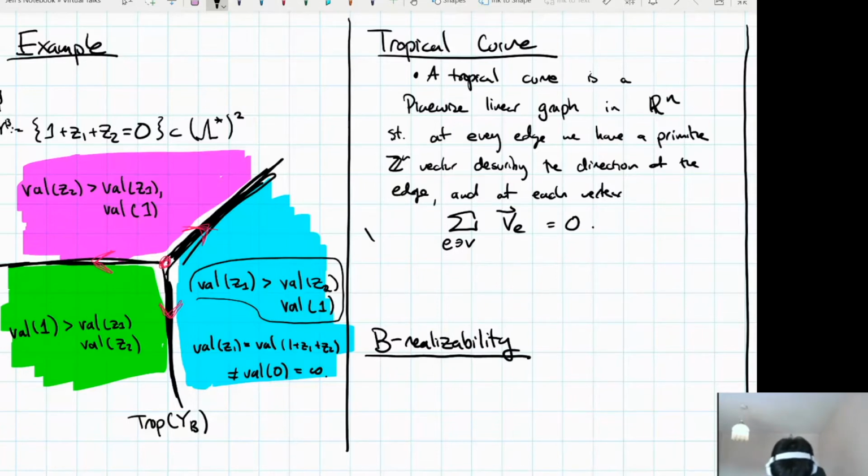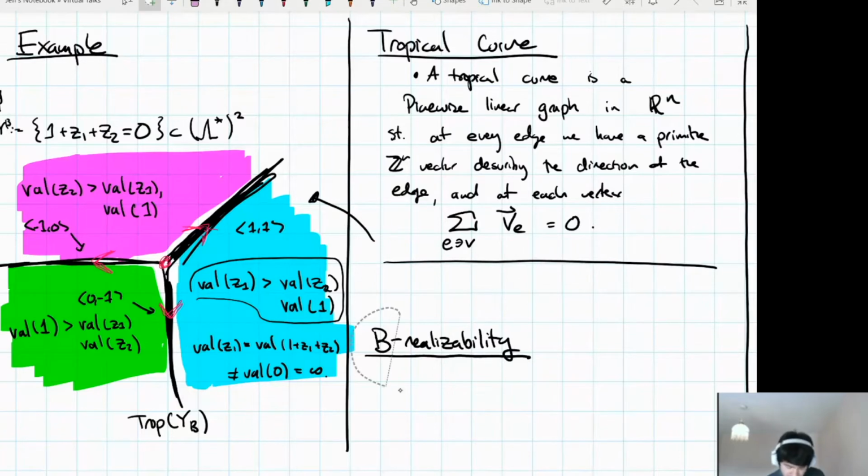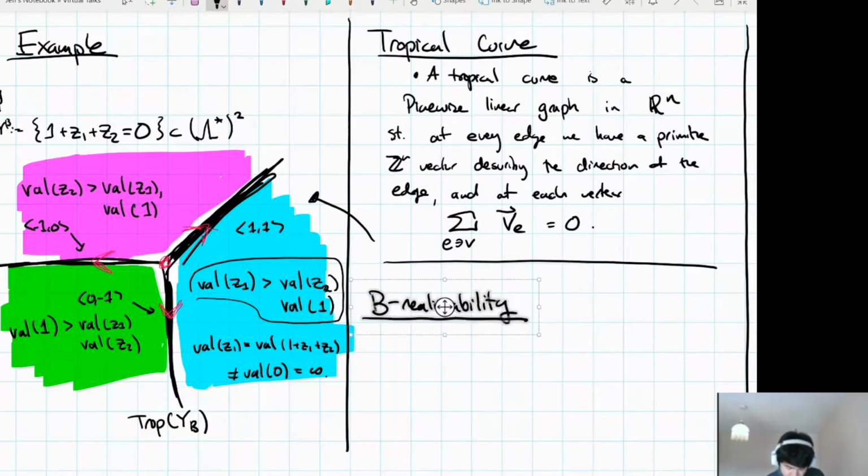Okay, so in the previous example that I gave, this was the fact that at this vertex, at this edge over here, we had this (1, 1) direction. At this edge over here, we had this (0, -1) direction. And at this edge over here, we had this (-1, 0) direction. And the sum of those three directions is 0. The tropicalization process will take a curve and produce a tropical curve for you. The realization process is the reverse of this.